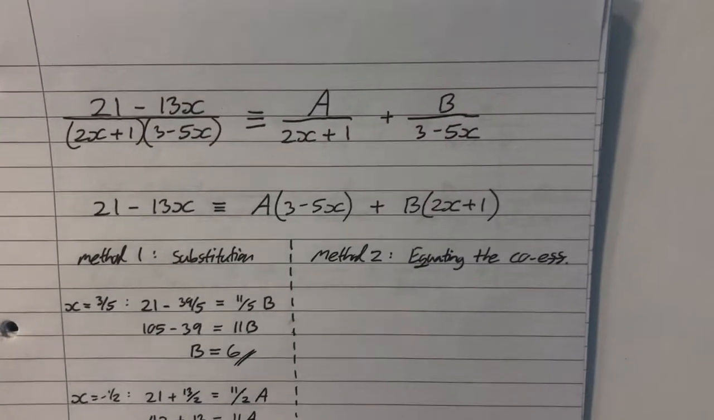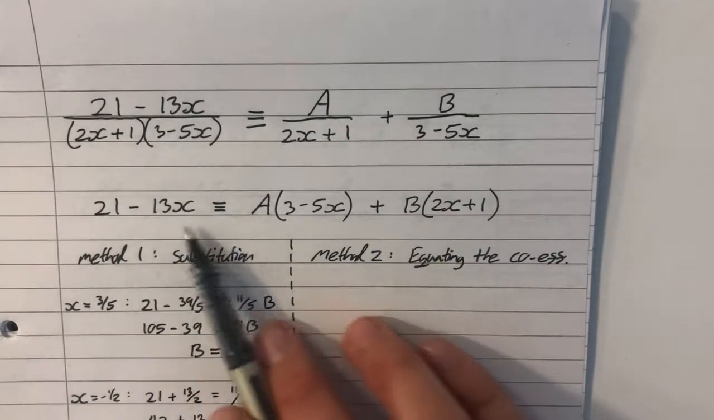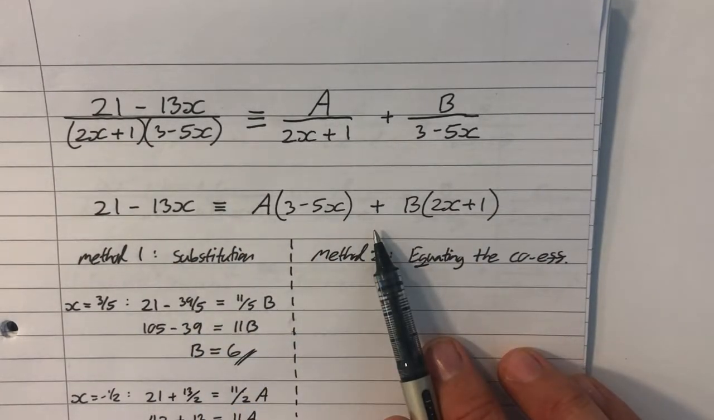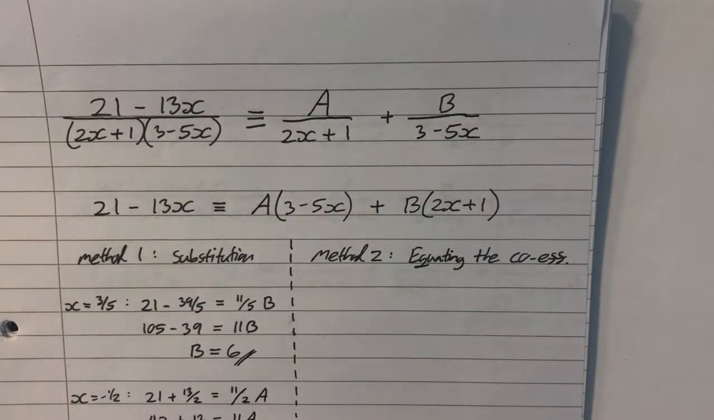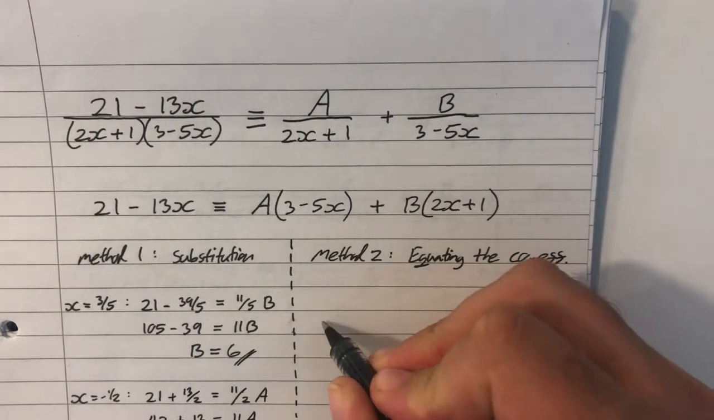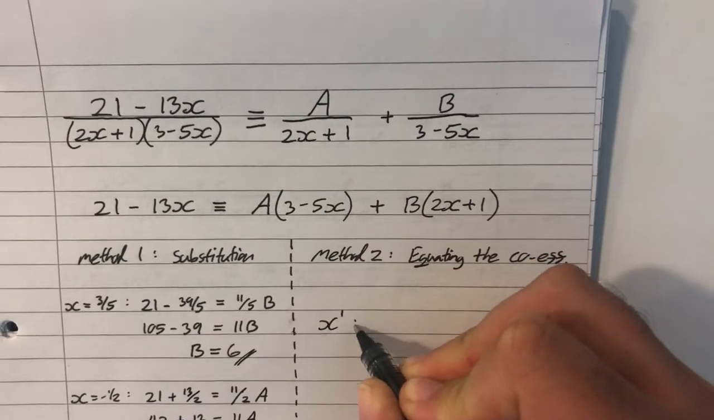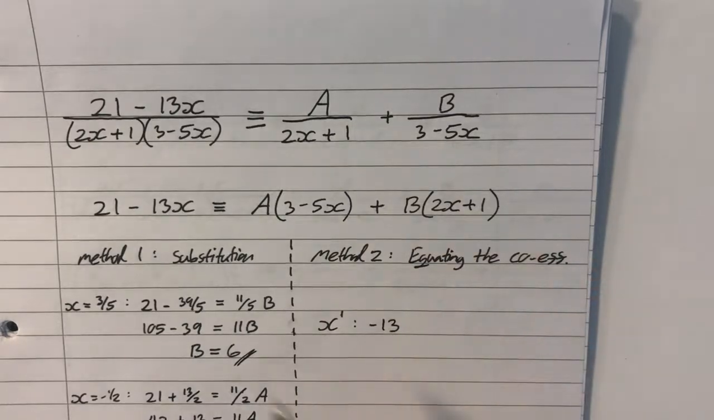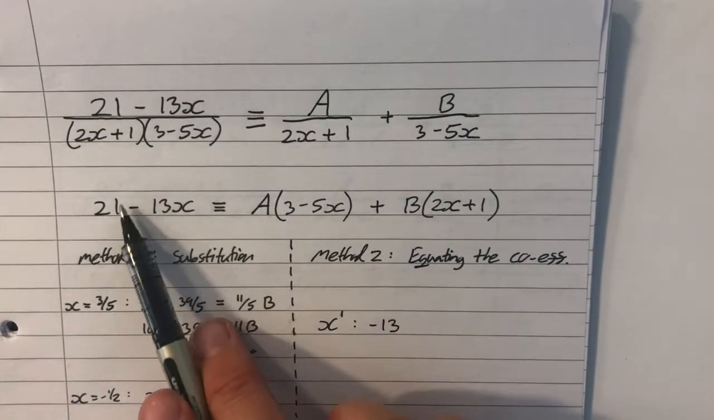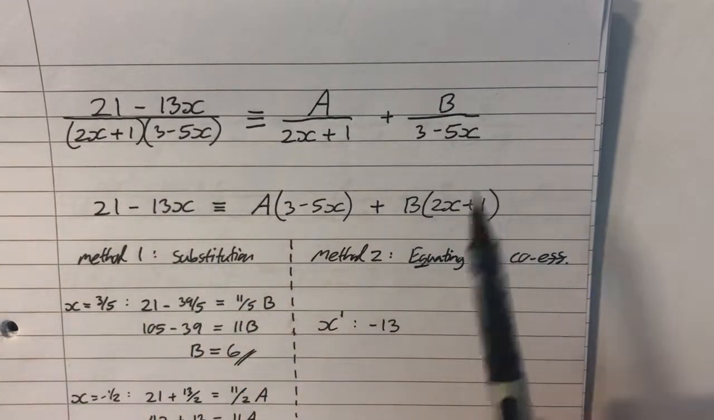Method 2, equating the coefficients. Because this is true for all values of x, then the coefficient of x and the coefficient of x to the 0, i.e. the constant, they must be equal. So let's first look at the coefficient of x, so x to the 1. On the left-hand side, it's minus 13. The coefficient of x is just the number that multiplies by x, so minus 13.